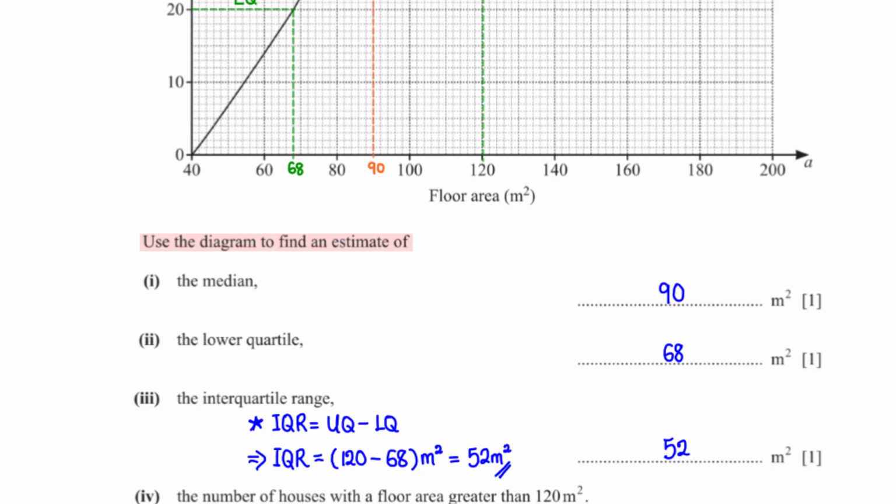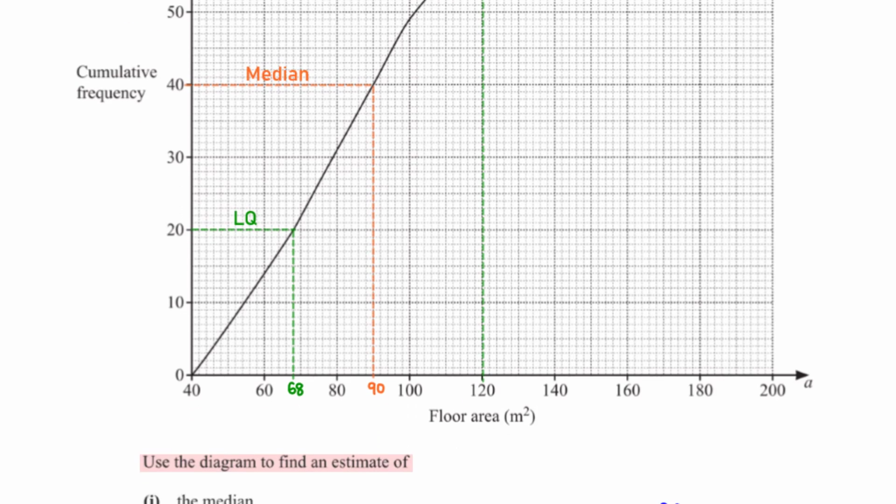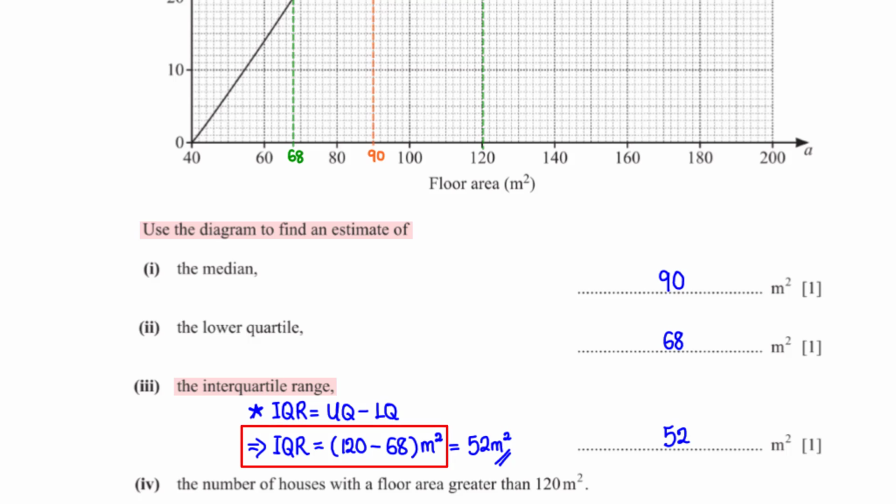Find an estimate of the interquartile range. The interquartile range is equal to the upper quartile minus the lower quartile. We've already found the lower quartile to be 68 meters squared. To get the upper quartile, we map 3/4 of 80, which is 60, on the diagram. This gives us 120 meters squared. 120 minus 68 meters squared equals 52 meters squared.